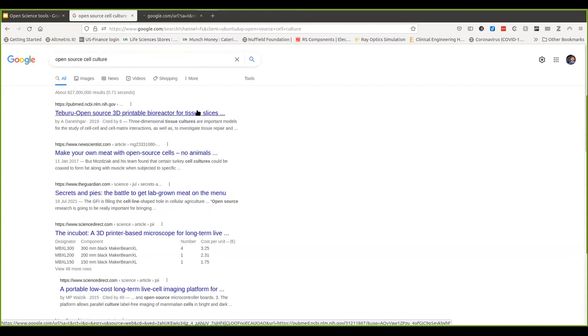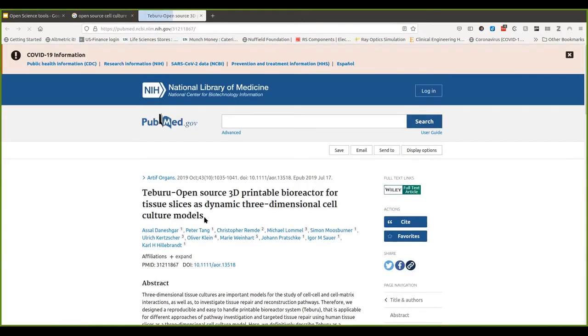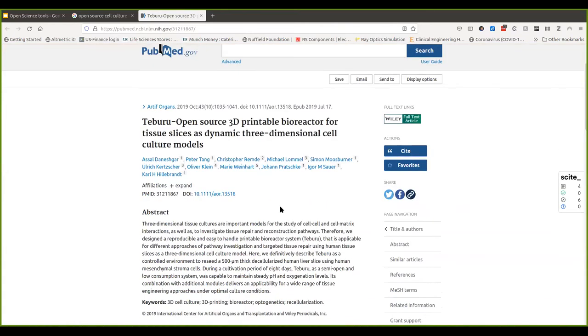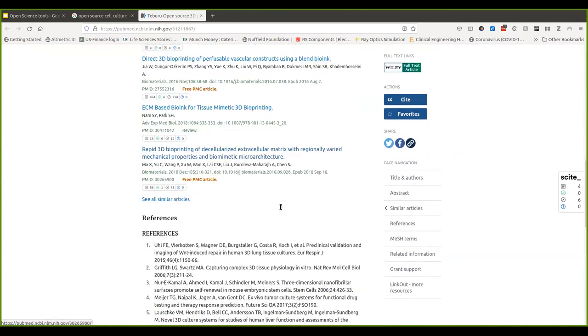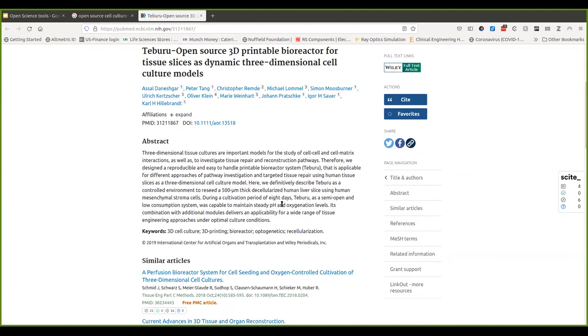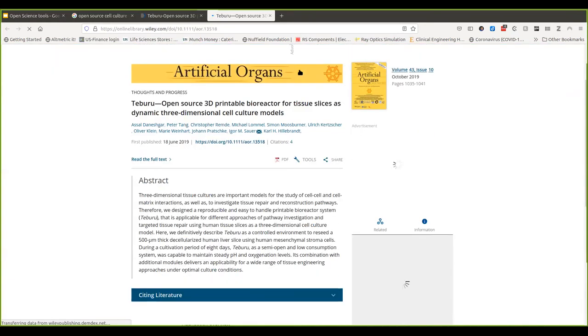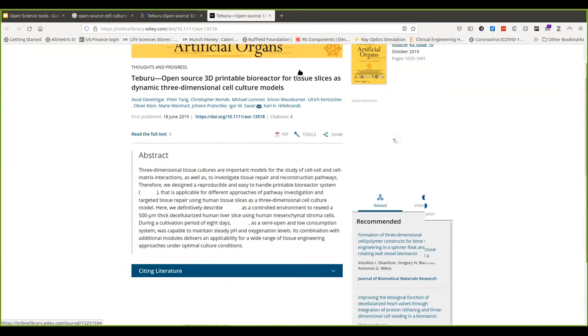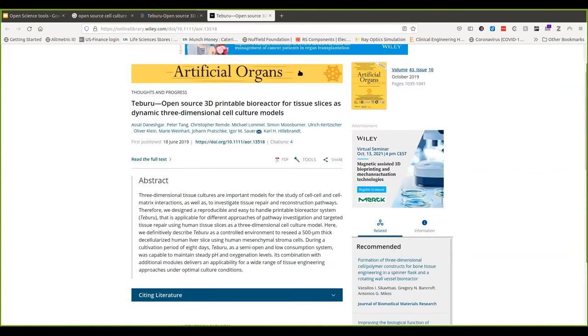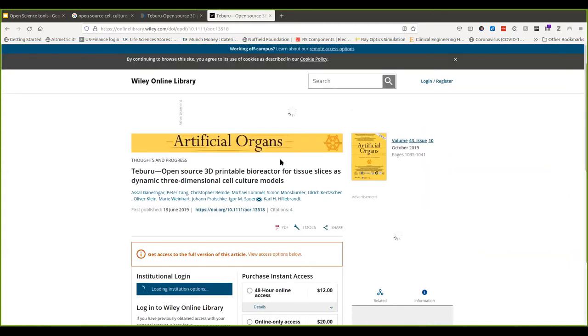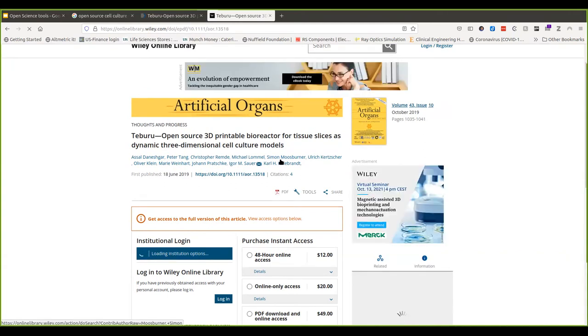So here, there is a publication. The first thing Google shows me is an open source 3D printable bioreactor for tissue slices as dynamic three-dimensional cell culture models. I don't know if this is exactly what you want, but it's a starting point. Apparently we can have access to the article, hopefully we won't hit a paywall. This is Artificial Organs Journal, apparently. Hopefully we should be able to get a PDF. I don't have access to this because I'm currently working from home, but you see what I mean.